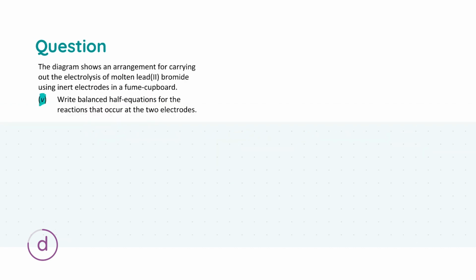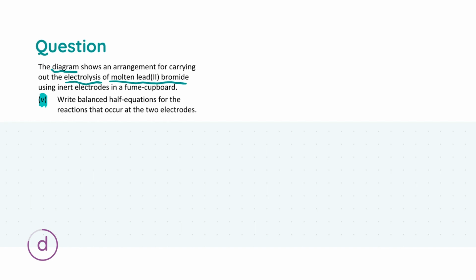So having a look now at part 5 here, we're going to be given a diagram. I just don't have it right here and right now, but I'm going to have a look at it in a moment. This diagram is going to show an arrangement for carrying out the electrolysis of some molten lead bromide using inert electrodes, and it's also going to be done in a fume cupboard.